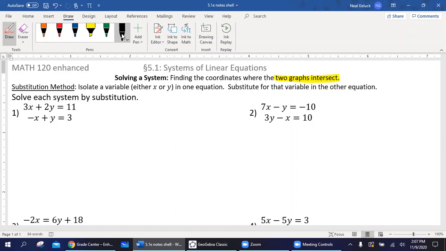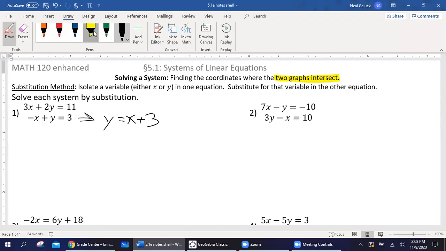The first method we're going to focus on is substitution. So in substitution, and again, hopefully all this becomes a review, we're going to isolate one of the variables in one of the equations. And then we'll substitute for that variable in the other. So there's usually multiple ways to attack these. What I'm going to do is in the second equation, I'm going to get y by itself. So I'm going to add the x over. So I end up with y equals x plus 3.